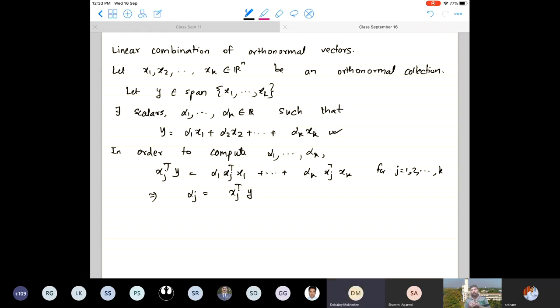Just one question, is y in the span of x1 to xk? I am not understanding. Is that xl or xk? y belongs to the span of x1 to xk, right? Yes, it is x1 up to xk. Okay, thank you. It's fine. Is that okay?